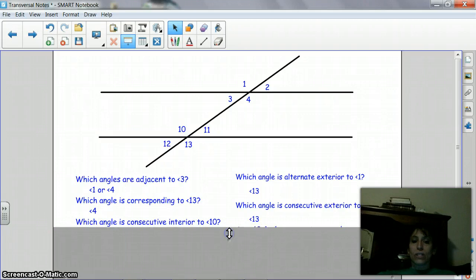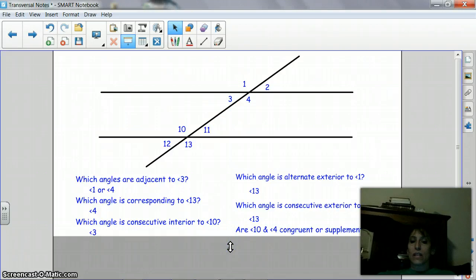The next question says, which angle is consecutive interior to angle 10? Again, you've got to know what that vocabulary means. Consecutive means next to, and interior means on the inside of the parallel lines. So I've got angle 10 here, and the one that's going to be on the inside on the same side, you should have picked angle 3.